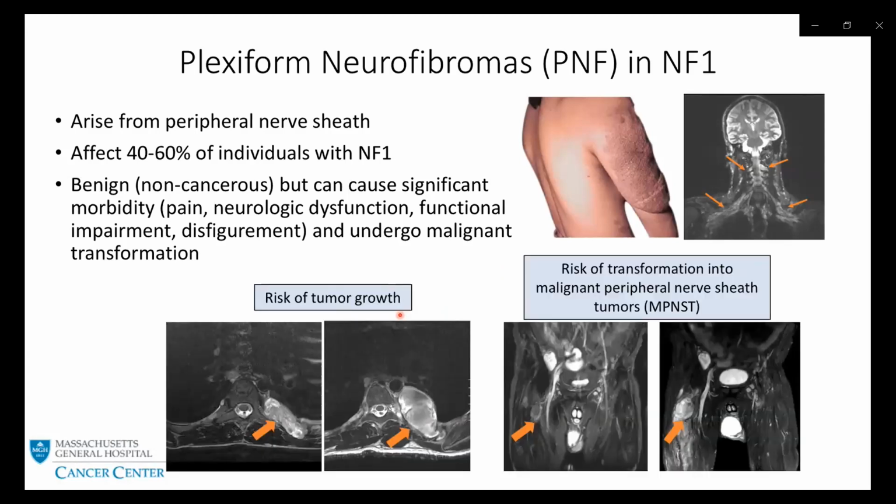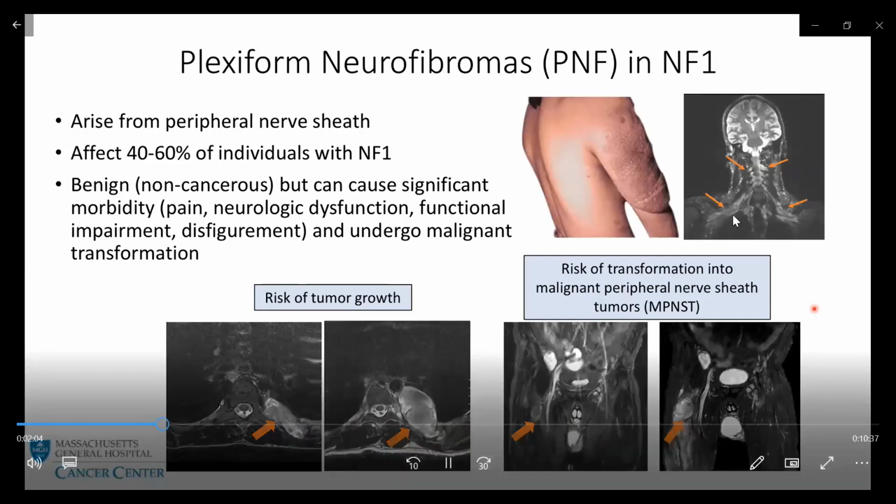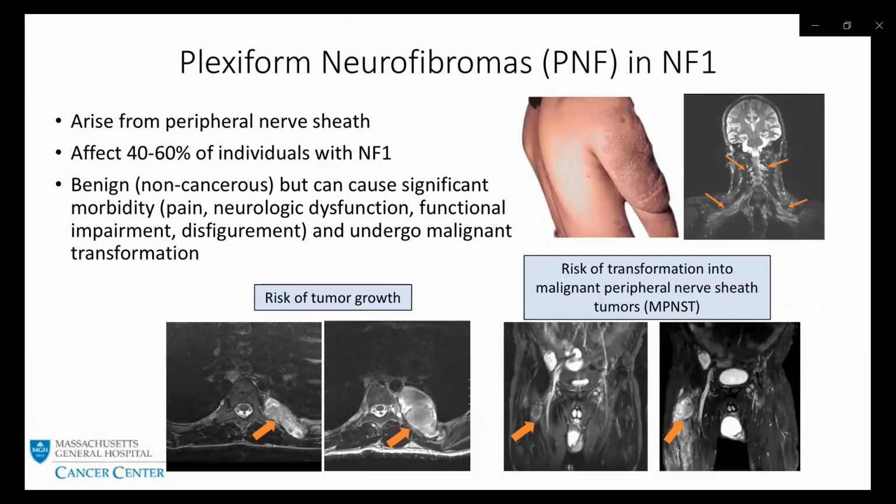So to summarize, the major risks associated with plexiform neurofibromas are A, the risk of tumor growth, and B, the risk of transformation into an MPNST. Today, I'm going to share with you some of the work we have done to better distinguish benign plexiform neurofibromas from MPNSTs.